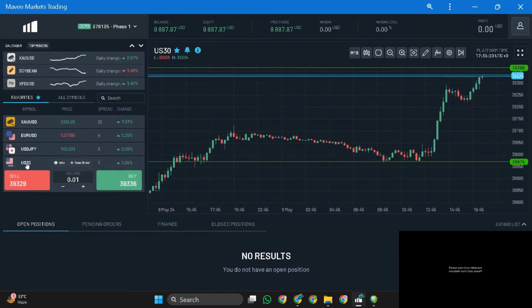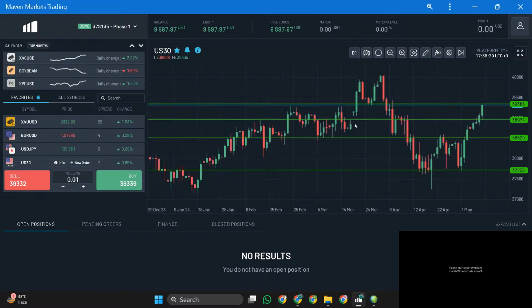On US 30 we can see a nice upward move, and this move might continue. Let me see. Yeah, it can continue up till 39500. Till this particular point it might continue, and then it can expect some kind of downward move.